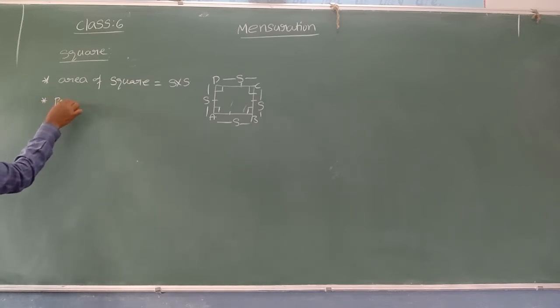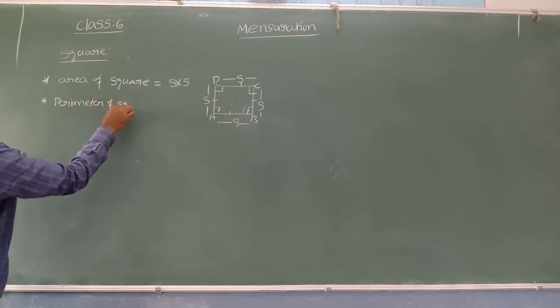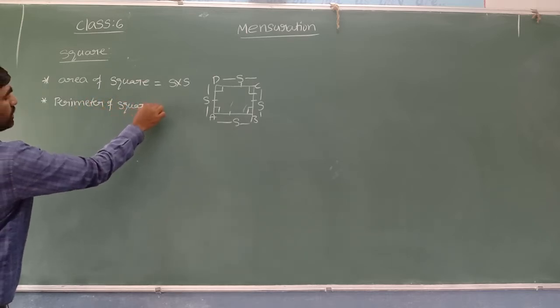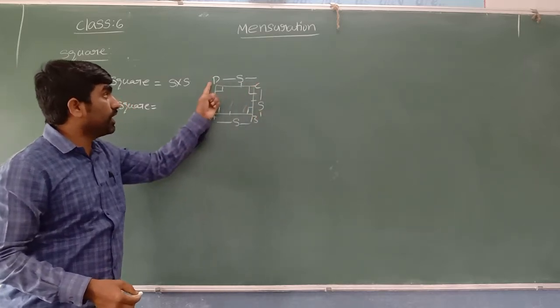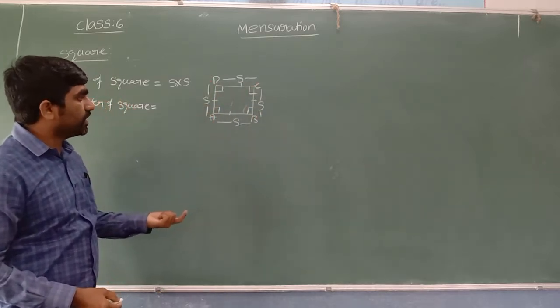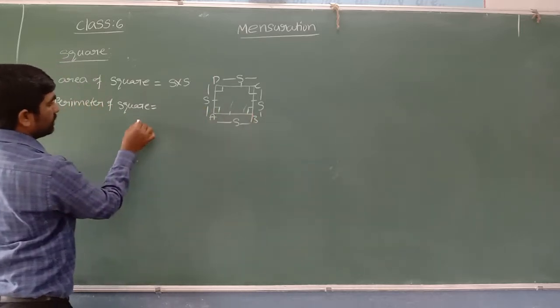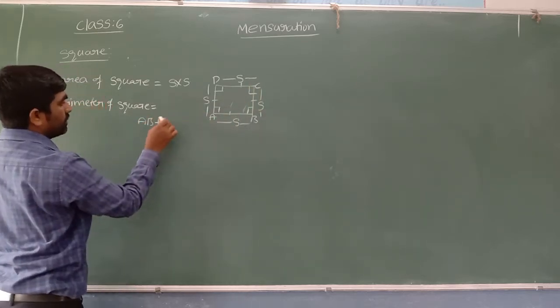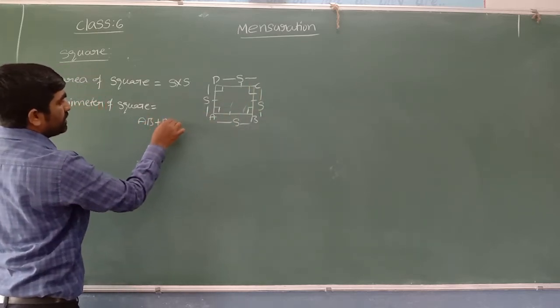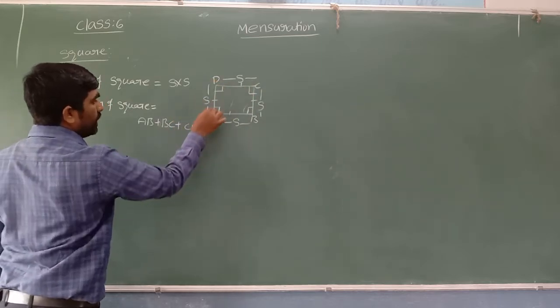So to know the perimeter of a square, see about perimeter, what did I say? Perimeter is nothing but the total length of the boundary. So let us find the total length of the boundary. Perimeter of a square is the length AB plus the length BC plus CD plus DA.